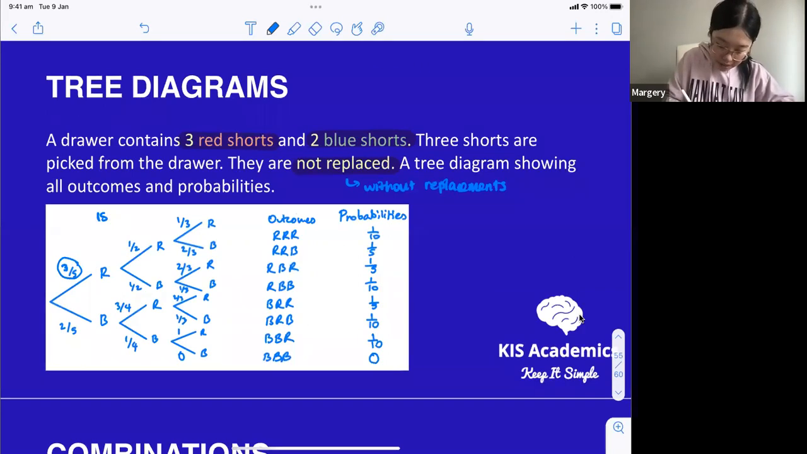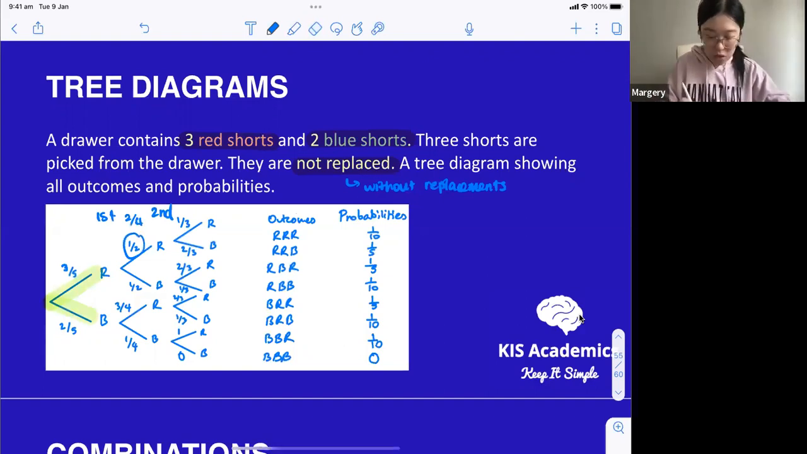And I also know that this here would be 2/5, because the numbers on my branches always add up to 1. Then I would have my second selection here, where I can pick red or blue. The probability of picking a red here: I've already picked a red shorts, so I have 2 reds left, and only 4 shorts left in total. So this would be 2/4, which is equal to 1/2.